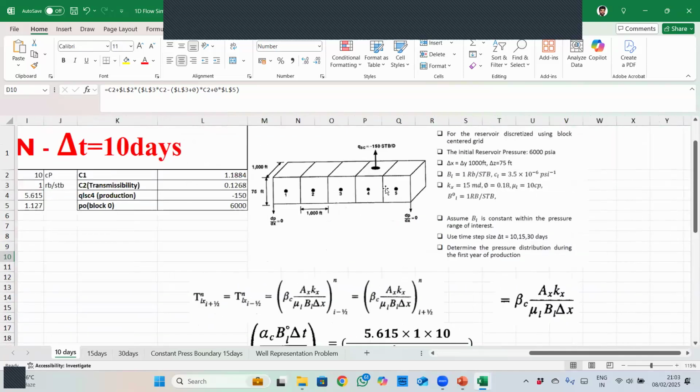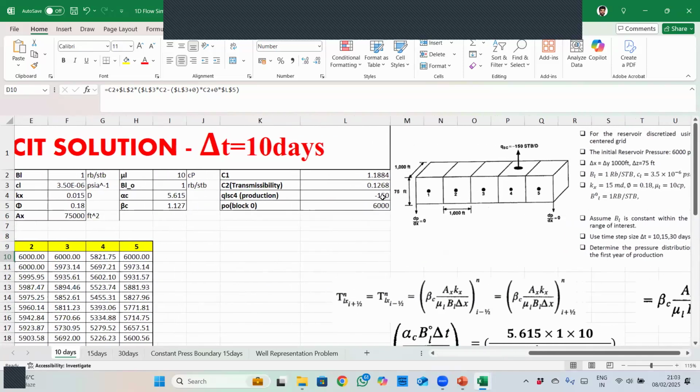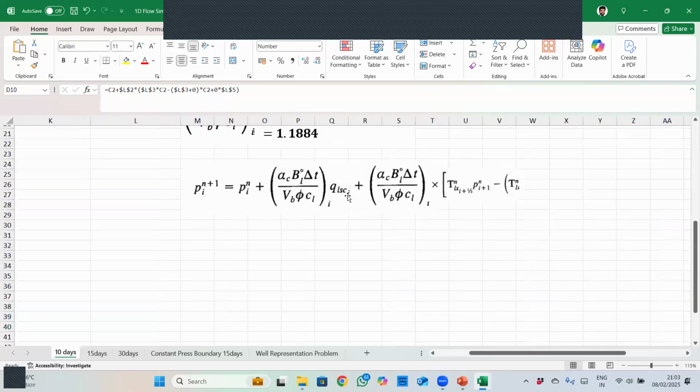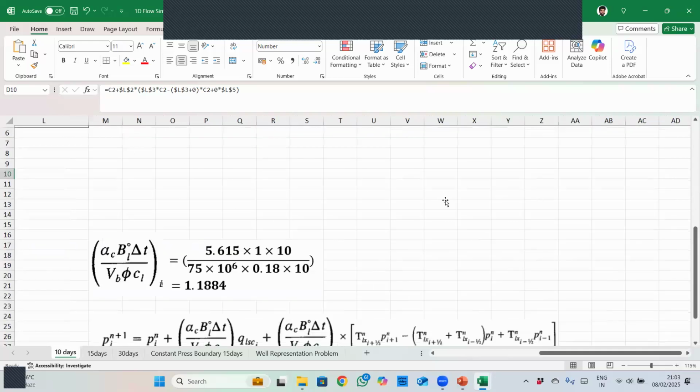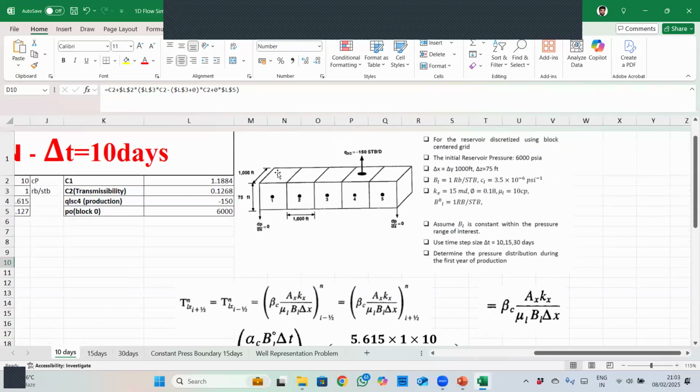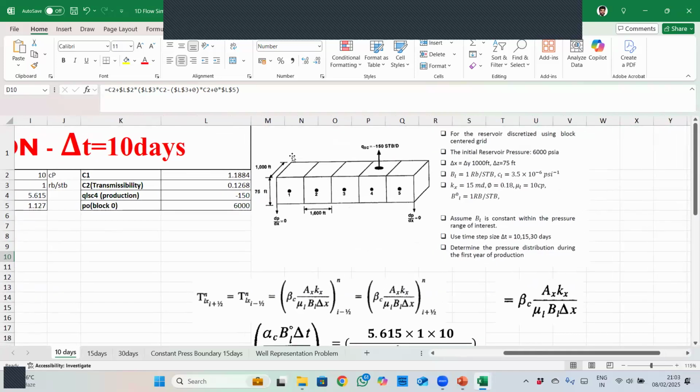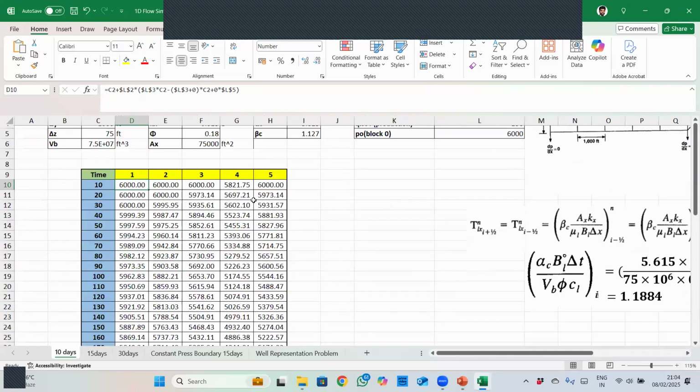So for grid block 1, you can see here there are Tx i plus 1/2 and Tx i minus 1/2. Since this is the block center grid, we have a transmissibility term on the grid face. So for grid block 1, there is no Tx i minus 1/2, the previous grid cell, the zero grid cell. And of course, for grid block 5, we don't have the next grid block available for flow to happen.